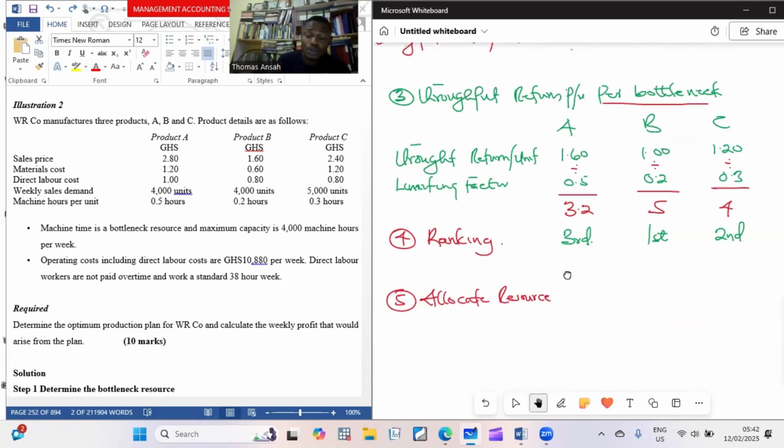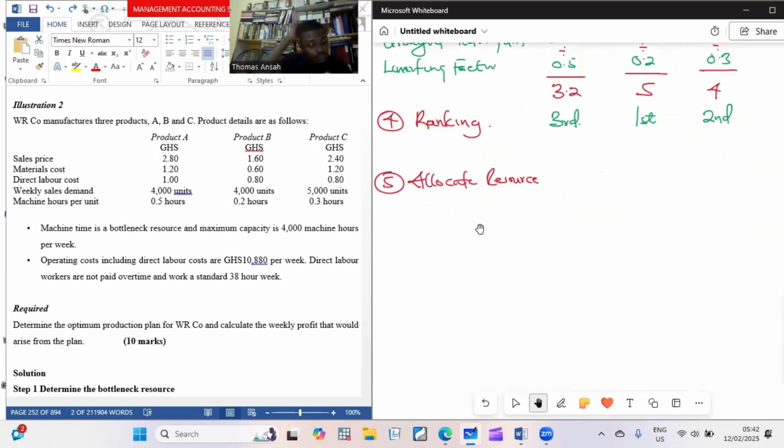There are so many ways you can do the allocation, but this is what I want to do for this question. Given the way things are, the product that I need to produce first will be product B, and then I'll go to product C. Then if anything is left at all, I'll produce A. Have you seen that? All right.